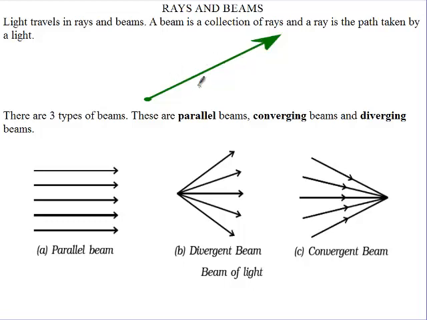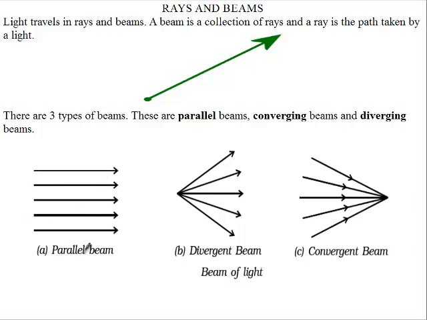When there are several rays put together, we get a beam. A ray is only one. A beam is obtained from several rays put together. Now, there are three types of beams. We have the parallel beams. Here you can see the rays are parallel to each other.